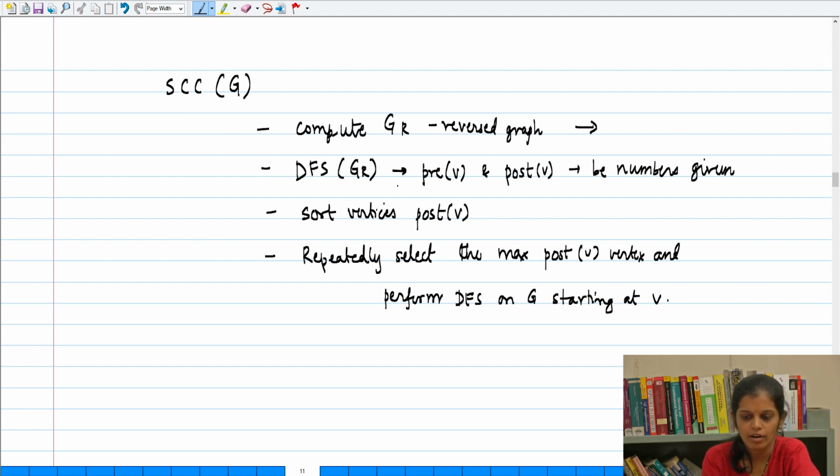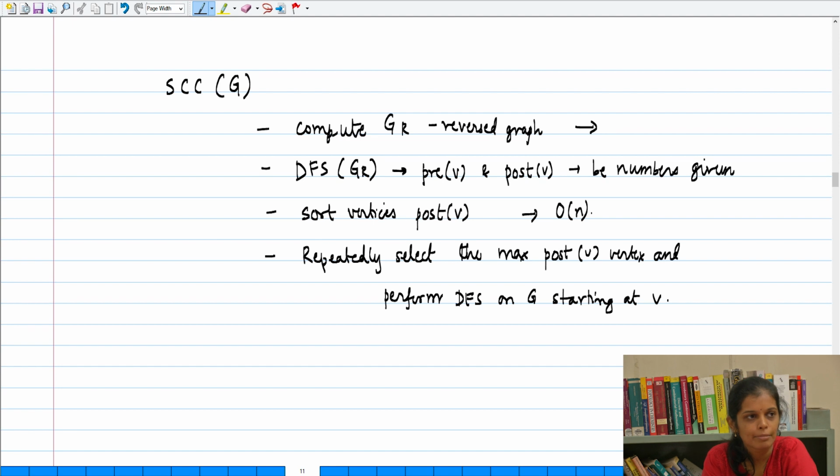Now DFS, we have already seen it takes linear time. So DFS of GR will also take linear time. What about sorting the vertices? How many vertices are there? There are n vertices. We sort them. How long does it take? N log n time. Can we do better? My claim is that you can actually do this step in order n time.